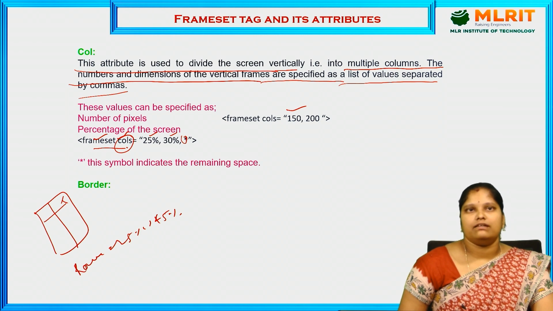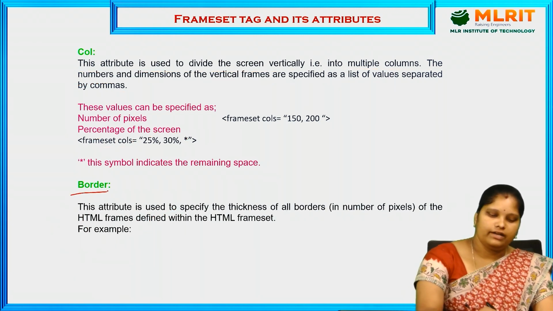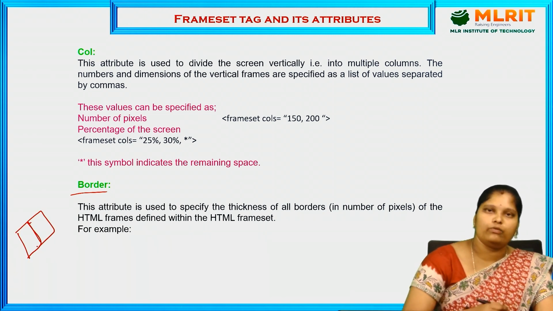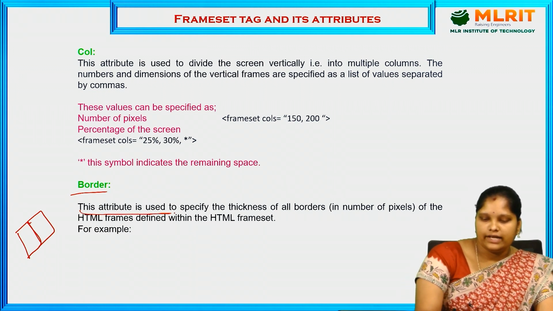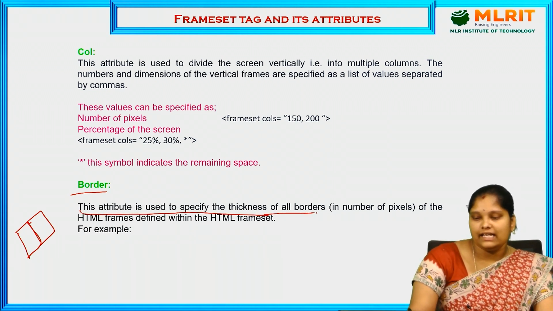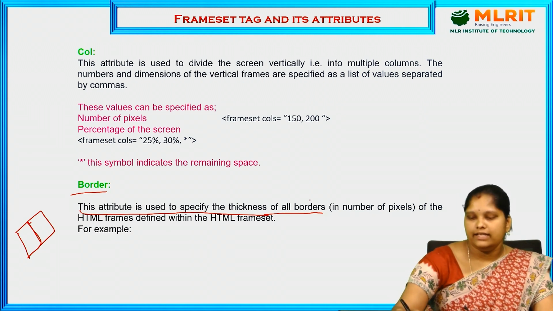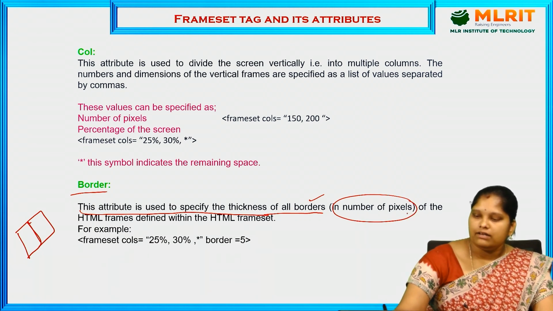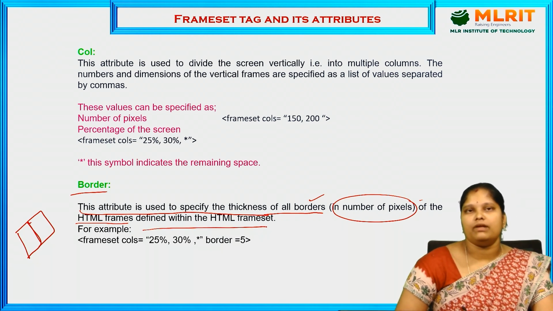And next attribute is border. Like this I need to divide. I want to separate two frames with borders. This attribute is used to specify the thickness of all borders, and this size is also mentioned in the form of pixels, of the HTML frames defined with the HTML frameset tag.